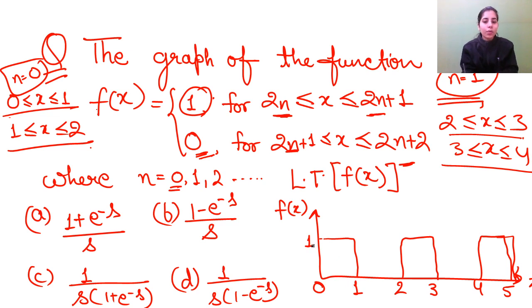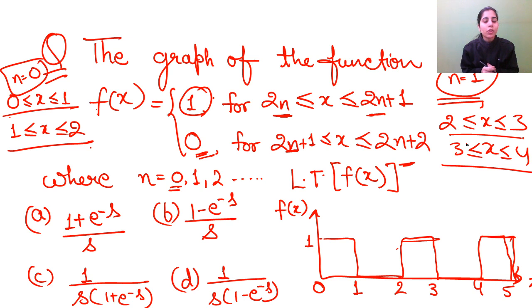0 to 1, the value of the function is 1. Clear? Then 1 to 2, it is 0. Then 2 to 3, it's 1. Then 3 to 4, it's 0. Then 4 to 5, it's 1. Then again, it will repeat. Clear? If you put the values here, it will just do the repetition. That means it is a kind of periodic function because it is repeating itself in equal intervals. Clear? So it is a periodic function.